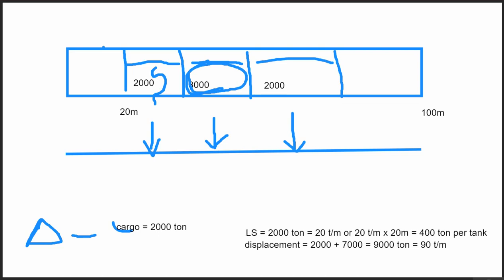It's the same with the displacement. It's 90 ton per meter, so per tank it's 90 ton per meter multiplied by a hold length of 20 meters, which equals 1,800 ton per tank. Everybody understands this part? It's just basic plus and minus. So how do we put this in our drawing?